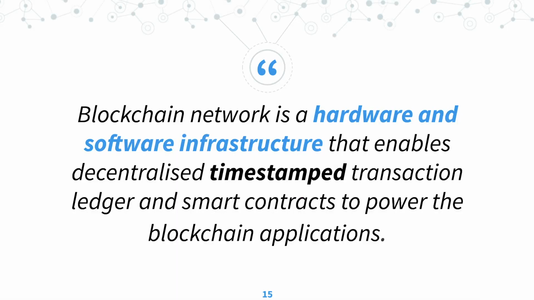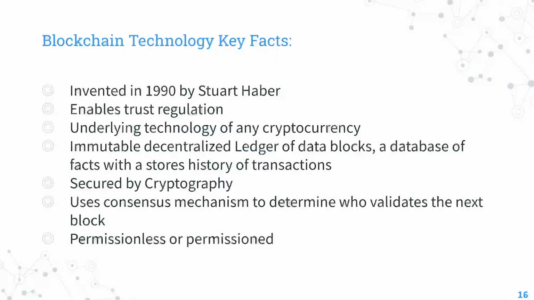One of the definitions would go: the blockchain network is a hardware and software infrastructure that enables a decentralized time-stamped transaction ledger and smart contracts to power the blockchain applications. So let's cover the key blockchain facts. Blockchain technology was invented in 1990 by Stuart Haber, who worked at Bell Labs. Blockchain technology can be defined as a hardware and software infrastructure that moves data and enables decentralized immutable timestamp transactions or balanced ledgers and smart contracts to power blockchain applications.